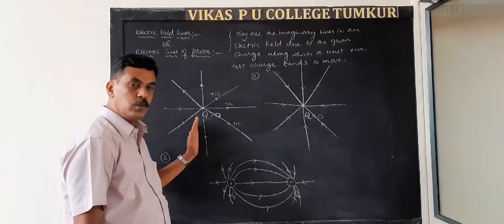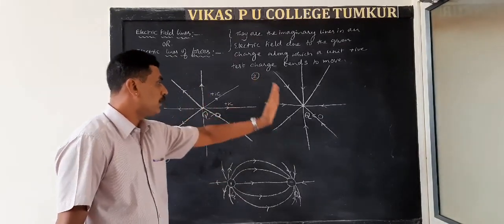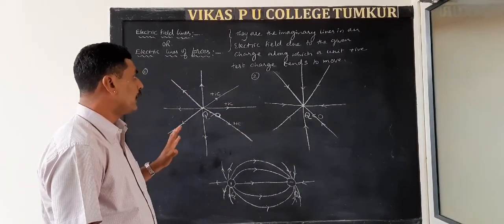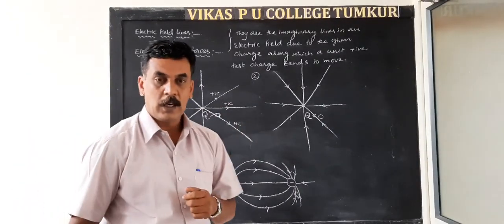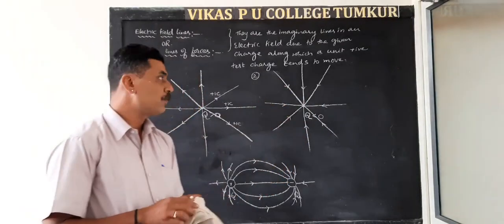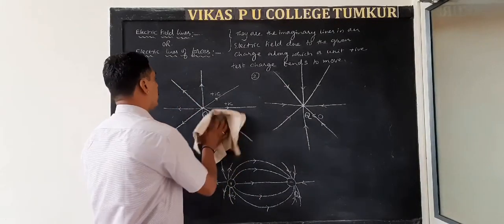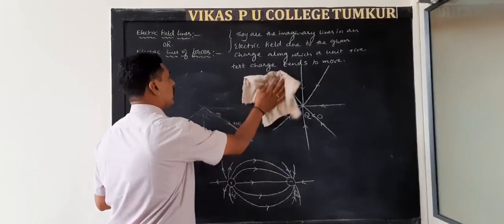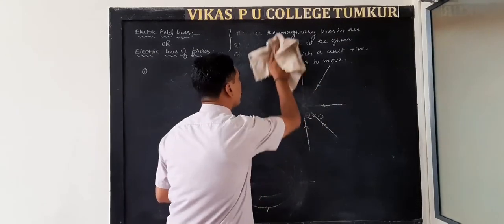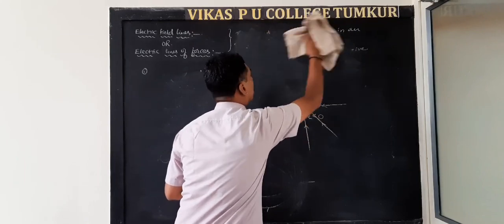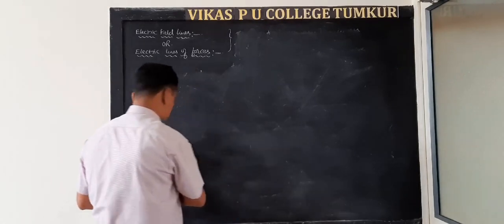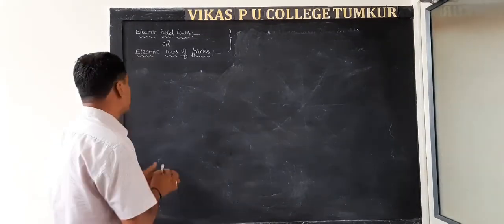So the first case is due to positive charge, the second case is due to negative charge. The third case is due to an electric dipole. Now, the study of these electric field lines has some importance. What is the importance? Let us try to understand. Before that, we will list out the properties of electric field lines. So, electric field lines, the properties are now first to list out. So, what are the properties?